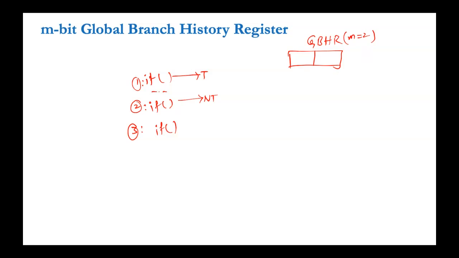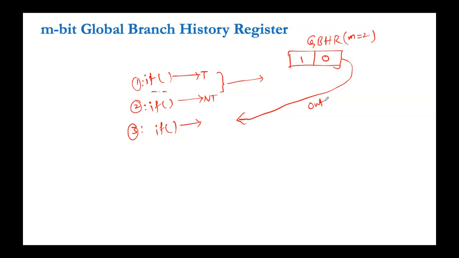In the global branch history register, it is 10, correct. The first one is taken, the second one is not taken. The first bit holds the entry of your first branch, and the second bit holds the entry of your second branch. So the entry here is 10. Based on this value, whether the third branch will be taken or not taken, that we call the branch prediction, the outcome of the previous two branches.